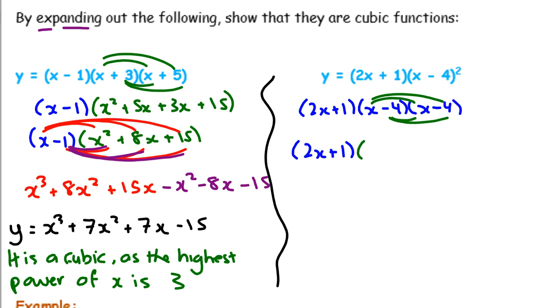Then we've got x squared minus 4x minus 4x plus 16. Don't forget a negative times a negative is a positive. So 2x plus 1, x squared minus 8x plus 16.